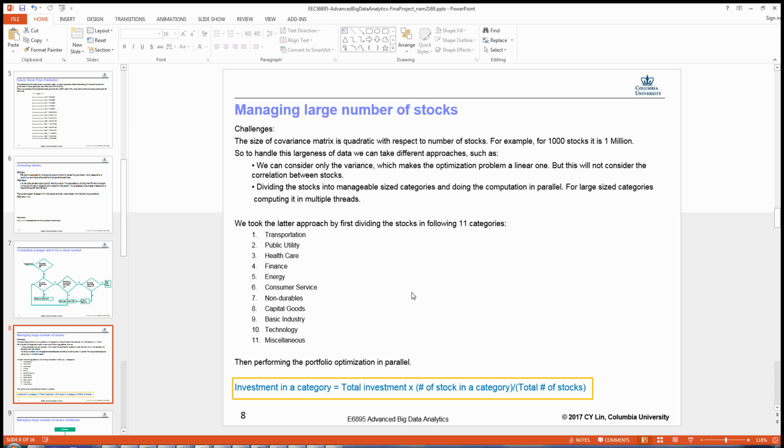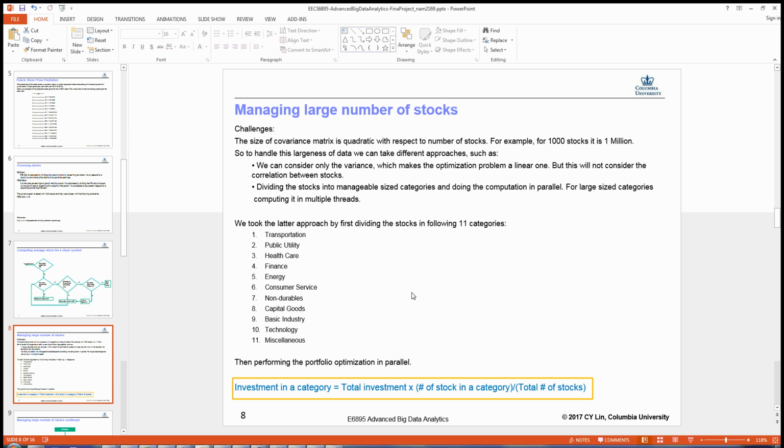I'm using 1,000 stocks, so that makes the size of my covariance matrix a million. To handle this large amount of data, I decided to divide all the stocks into manageable size categories, and I looked at NASDAQ and picked the categories that it uses. And I'm doing the computation in parallel in all those categories, and if there is a category that is very large, then I compute it in multiple threads inside it.